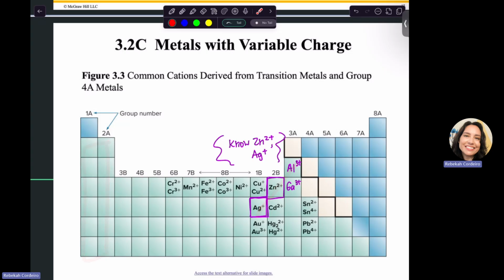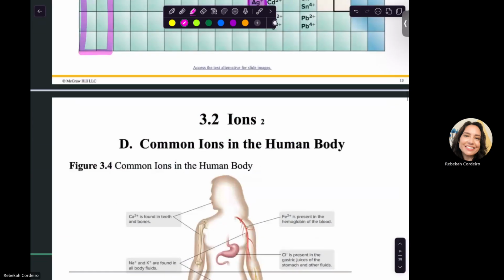So you can say chromium has multiple charges. Manganese actually has multiple charges. Nickel can have multiple charges, but they don't go into the details of all of that in the textbook. So what you need to know is group 1 and group 2 are always +1, +2. And I want you to know aluminum, zinc, and silver for always being +3, +2, and +1. The rest, you can assume all other metals have variable charge, meaning they have multiple different charges that they can have. They don't always have the same charge.